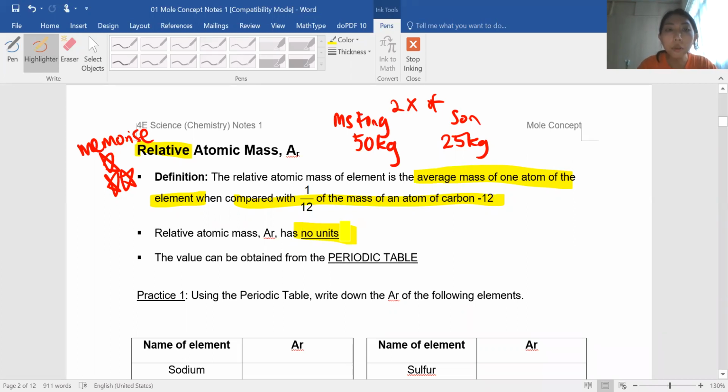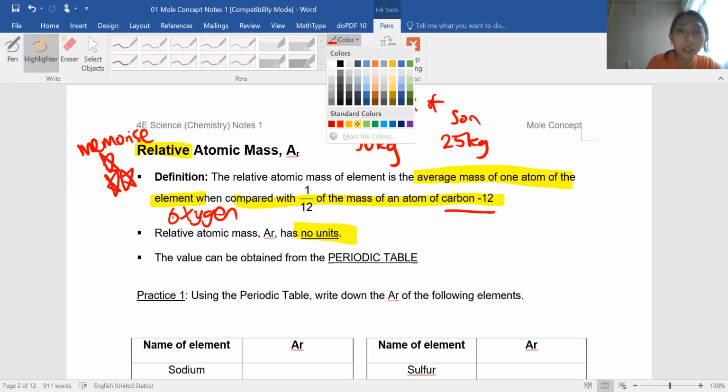Similarly, relative atomic mass is a comparison of the average mass of an atom of an element. For example, I can compare an element such as oxygen when compared to carbon-12. So I compare the mass of the oxygen atom to the mass of the carbon-12 atom. So how do we know the relative atomic mass figure? The number can be obtained from the periodic table. Okay, can we highlight?